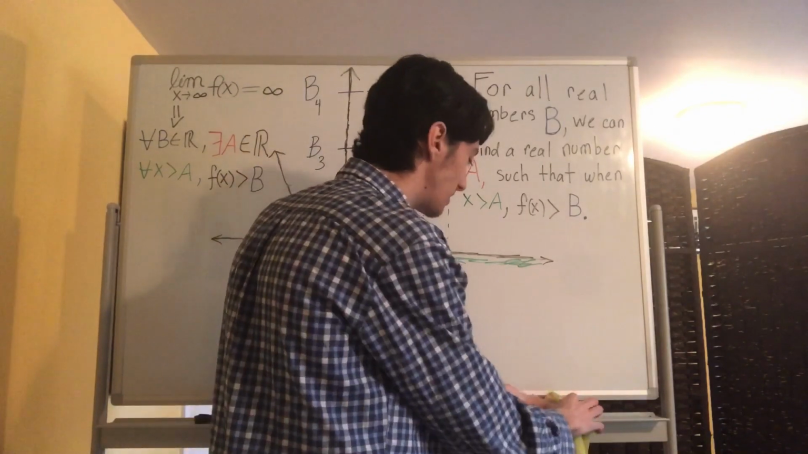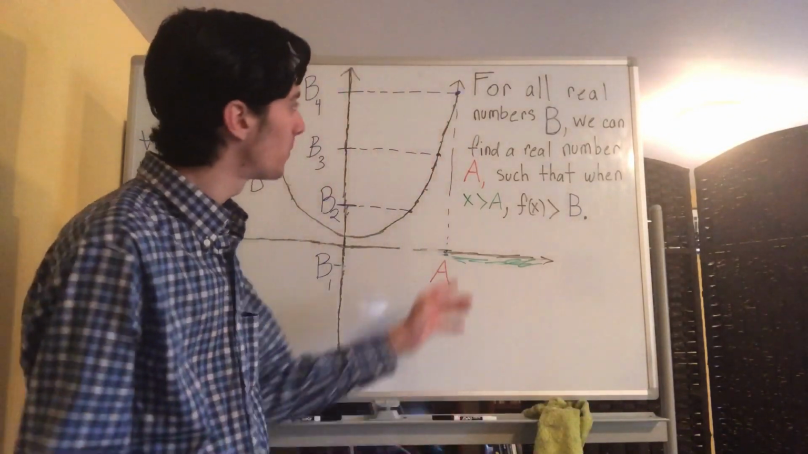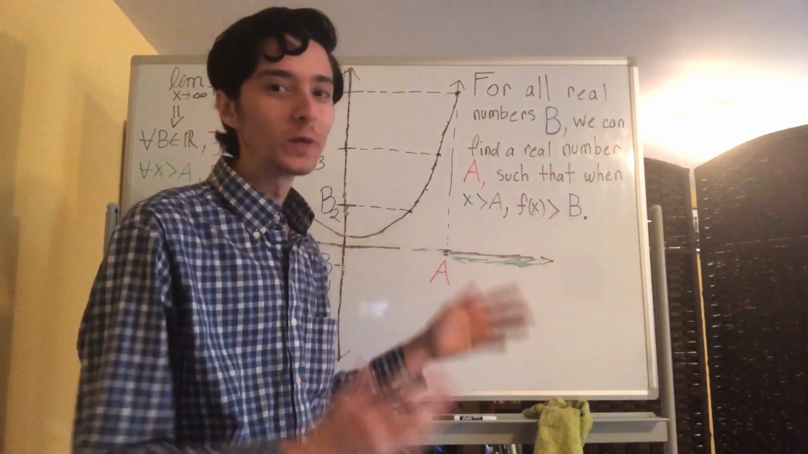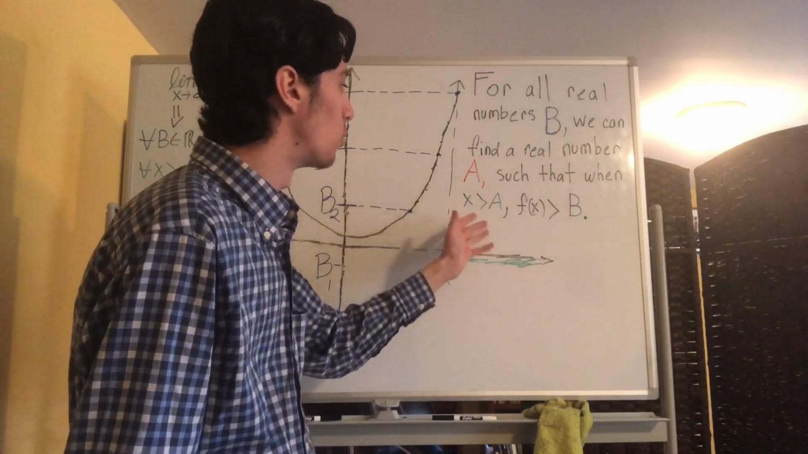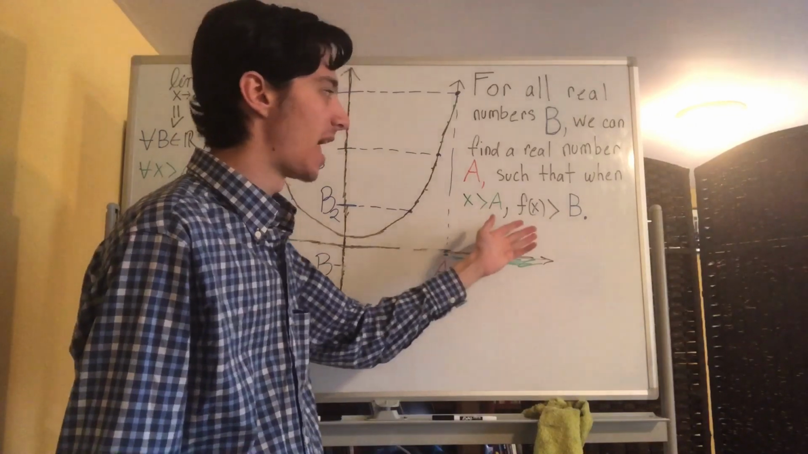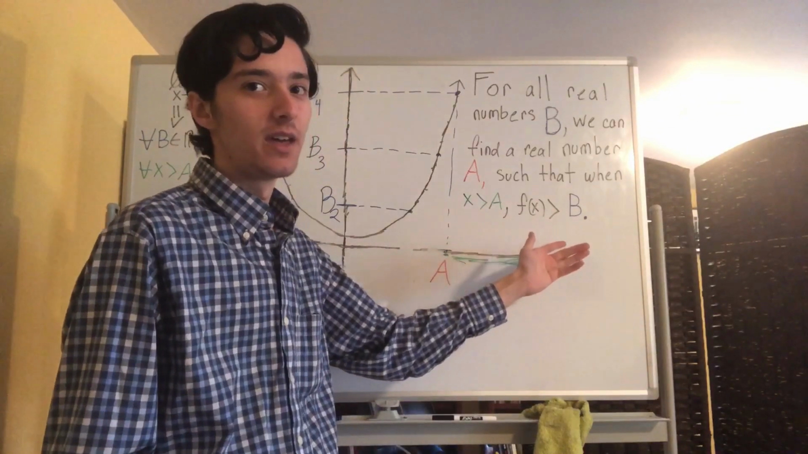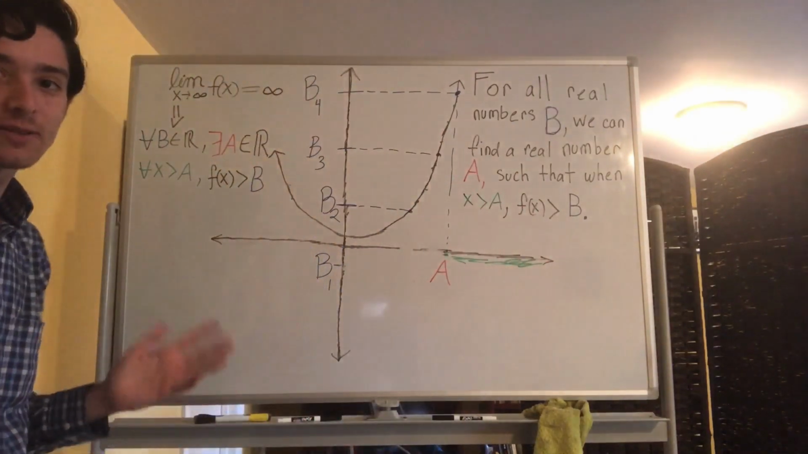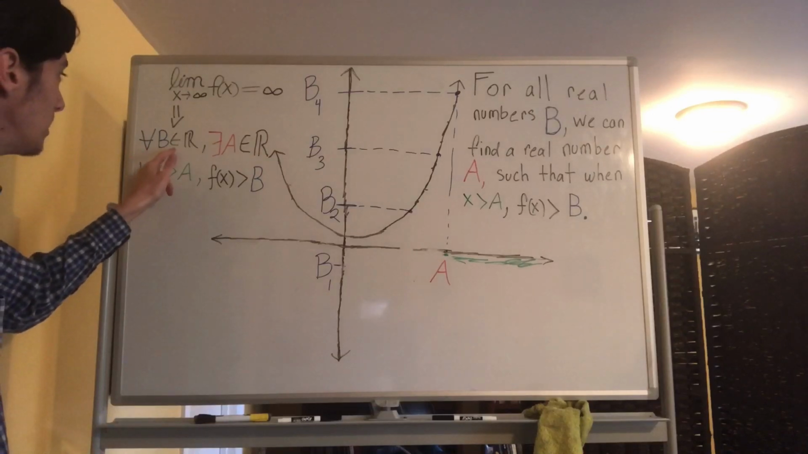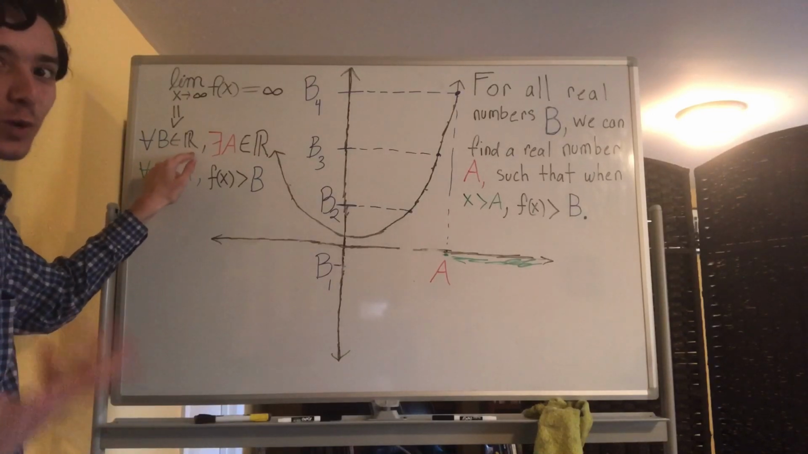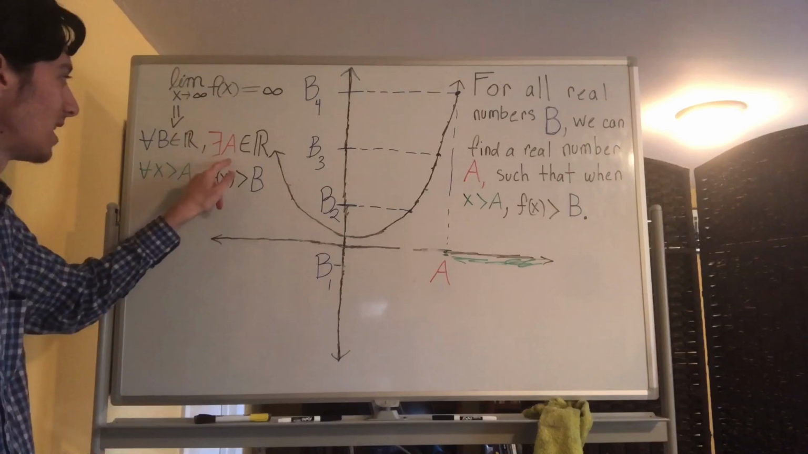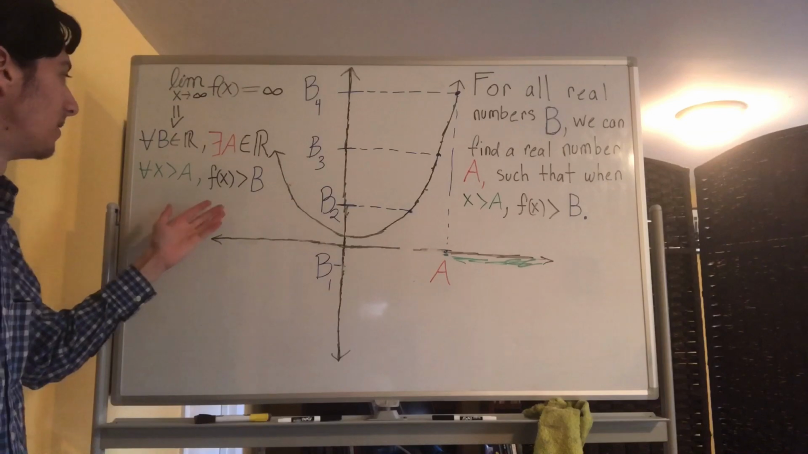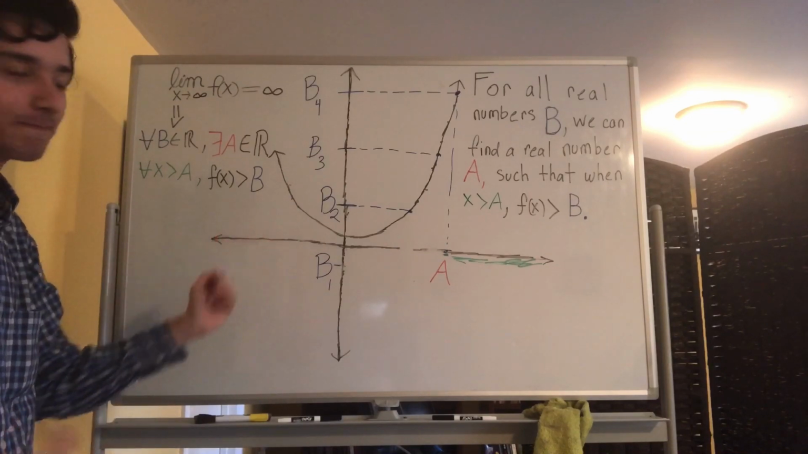So once and for all, what does this mean? So we say, for all real numbers b, we can find a real number a such that when x is greater than a, f of x is greater than b. And I've kind of color-coded this so we can see all the different ideas. And using quantifiers, we can see here, for all b in R, so real numbers, there exists an a, also a real number, such that for all x greater than a, f of x is greater than b.